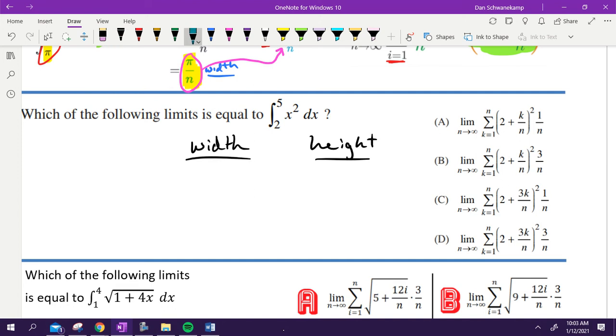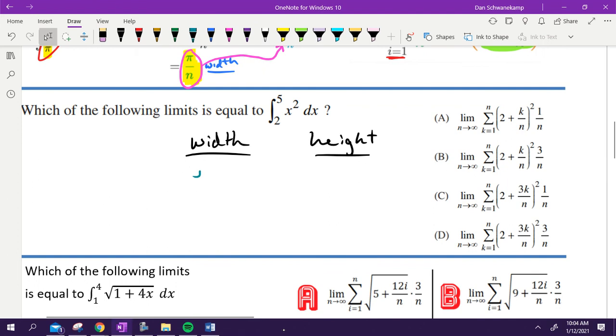Show me with your fingers, what is the span of your integral? What's the width of your integral going to be? It is going to be 3 because we are taking 5 minus 2. The width is 3, and we're going to divide it up into n rectangles. So I'm looking over here, and I want to see this 3 over n being multiplied by something. That's the width. So which answers can I eliminate that do not have 3 over n times something? A and C. This one's got a 1 over n, this one's got a 1 over n. It's not those two.